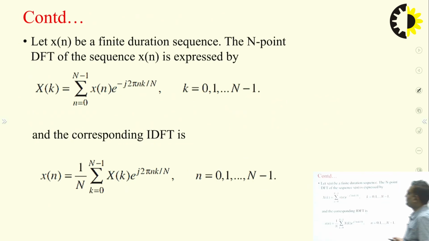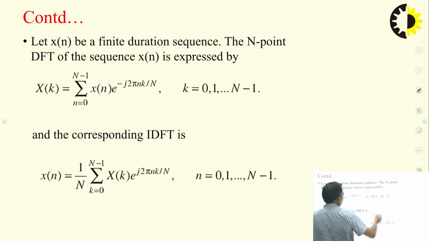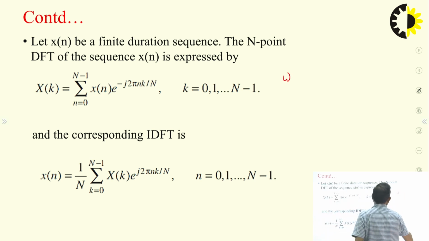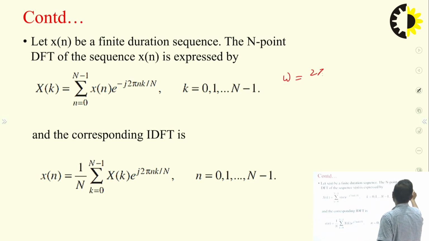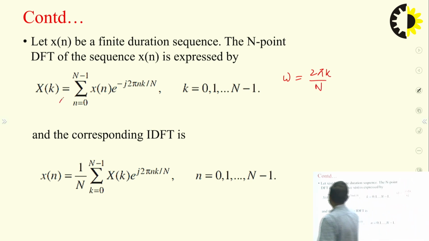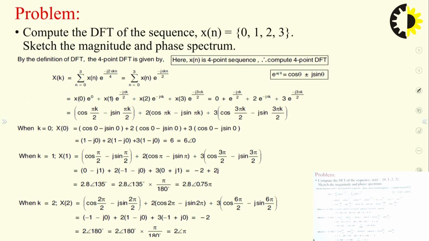Here ω, which was continuous previously, we now write as ω equals 2πk/N, and we put this into the equation. DFT is only applicable to finite duration sequences, which is why we put the summation limit from 0 to N minus 1. So this is the formula: x[n] e^(-j2πnk/N), and the corresponding IDFT is this. We have to multiply by 1/N for normalizing it.